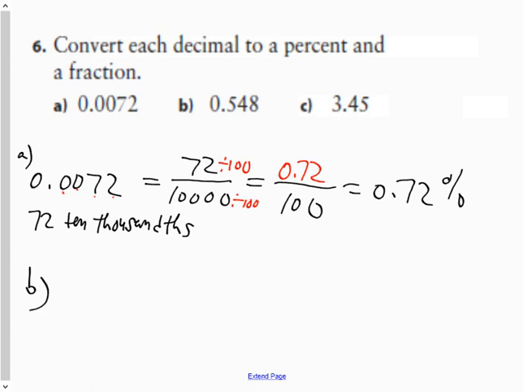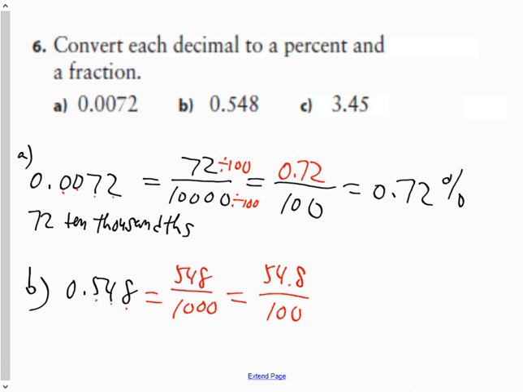For B, 0.548. Again, using place value, that's tenths, hundredths, thousandths. So I have 548 thousandths, which is what as a percentage? What do I have to divide both numerator and denominator by to create that equivalent fraction? 10. And when I divide 548 by 10, I get 54.8, which then allows me to create 54.8%.